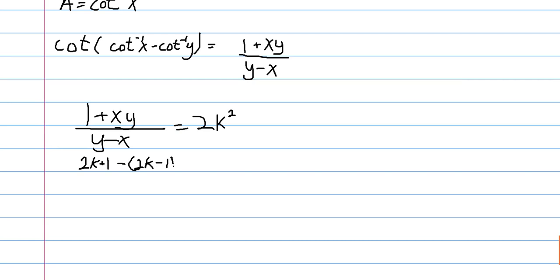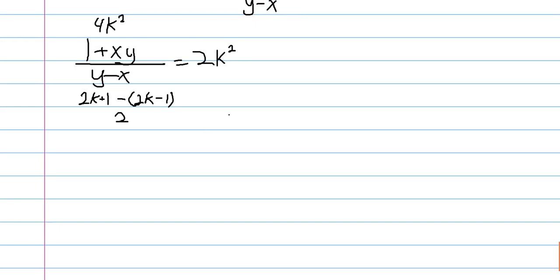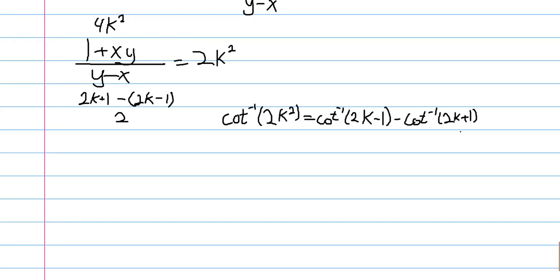But if we choose y to be 2k plus 1 and x to be 2k minus 1, we notice that 2k plus 1 minus 2k minus 1 is equal to 2. And if we multiply these two together, we get 4k squared minus 1, because we get 2k quantity squared minus 1, and then that with the plus 1 just makes 4k squared. 4k squared over 2 is indeed 2k squared. So we have that cotangent inverse of 2k squared is equal to the difference of these two inverse cotangents.